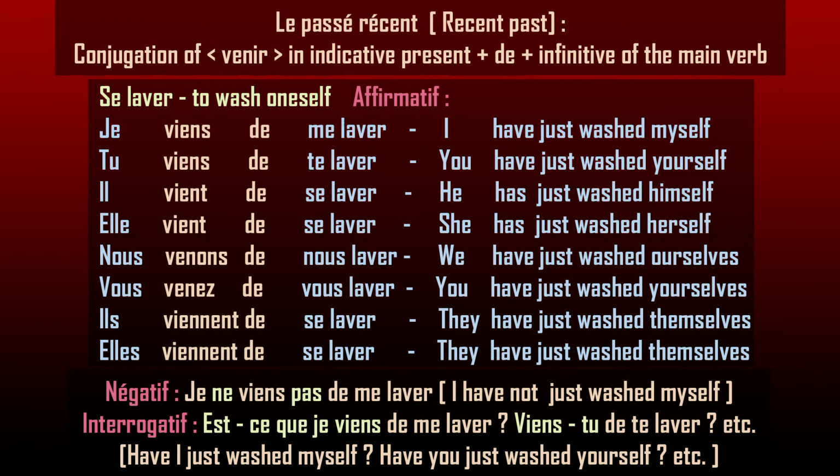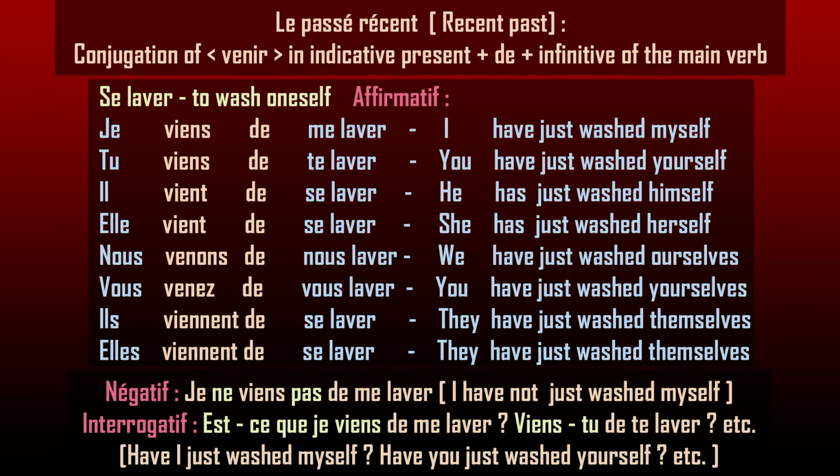Make it into negative. Ne is added after the subject. Je ne viens. Then add pas, that is after the conjugation of venir. Then the de is added, and at last the infinitive of the main verb me laver is added. Je ne viens pas de me laver. I have not just washed myself.